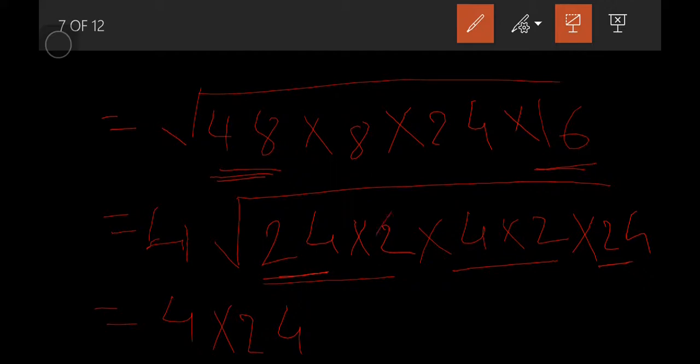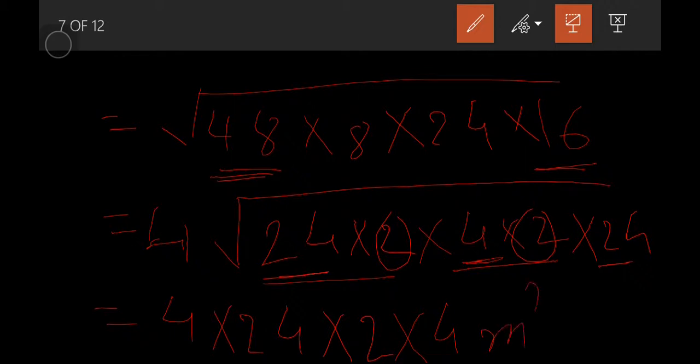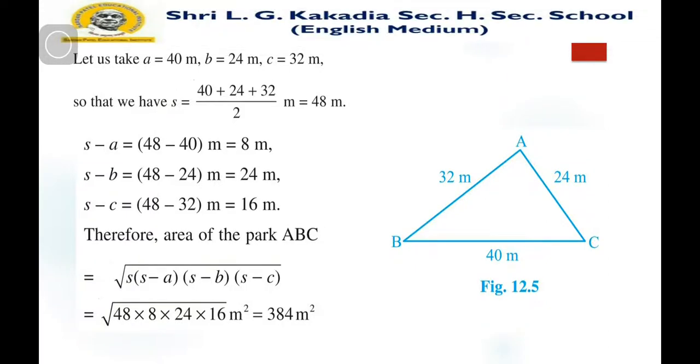Here also 2 times 2, 2 square. So we can find the square root of 2, and here 4. We know that the square root of 4 is 4 meter square, and hence we can find its answer, which is 384 meters square. So by using this formula we can find the area of any triangle.